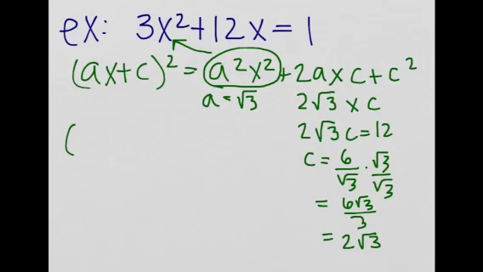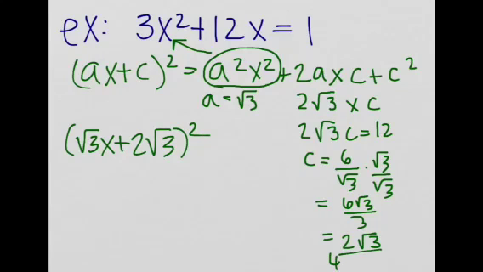So we have ax plus c, which is just root 3 x plus 2 root 3, squared. Now what's 2 root 3 squared? Well, it's 4 times 3, which is equal to 12. Okay, so we only have 1 on this side. So if we want it to equal 12, we have to add 12 to both sides. So we'd have this is equal to 1 plus 12, which is 13.